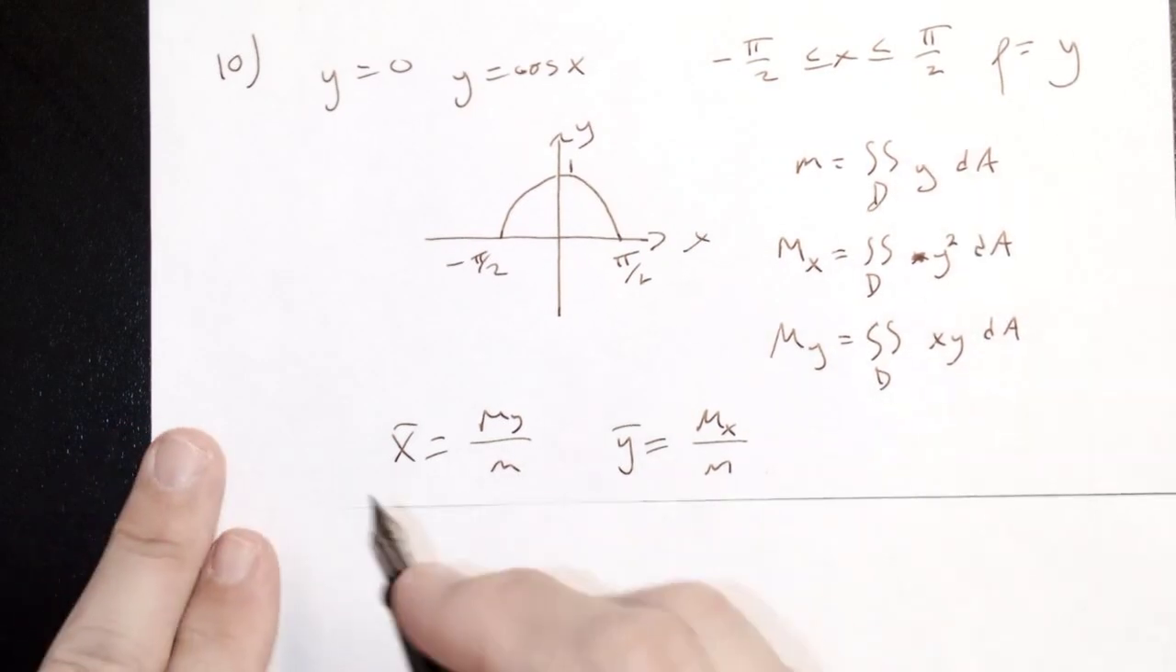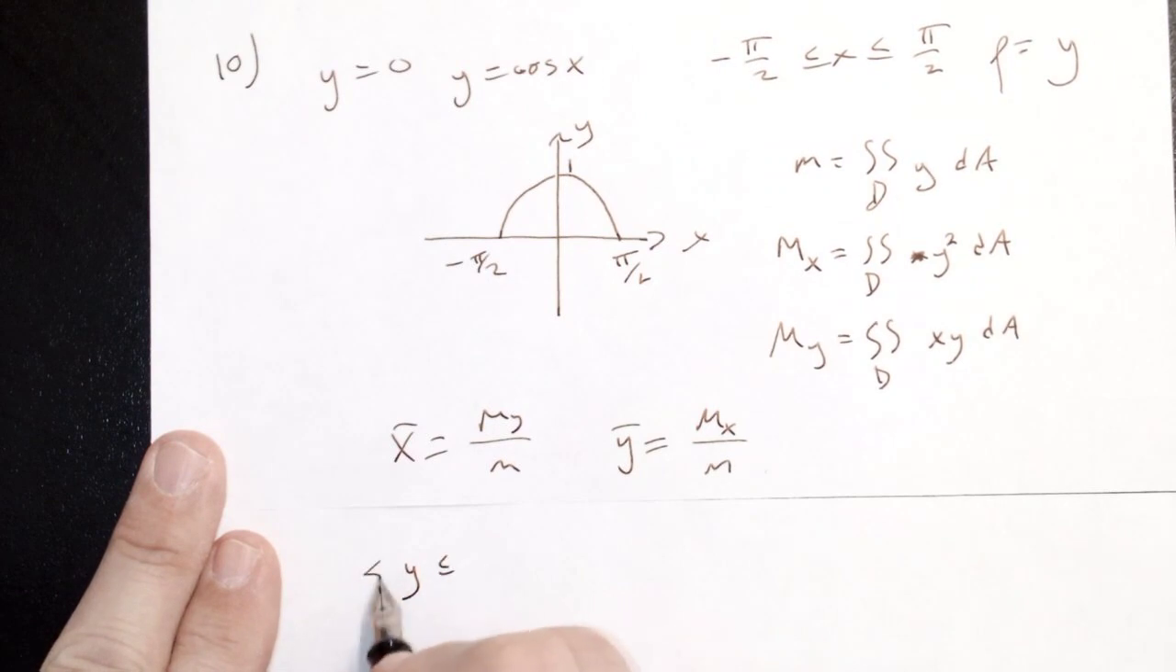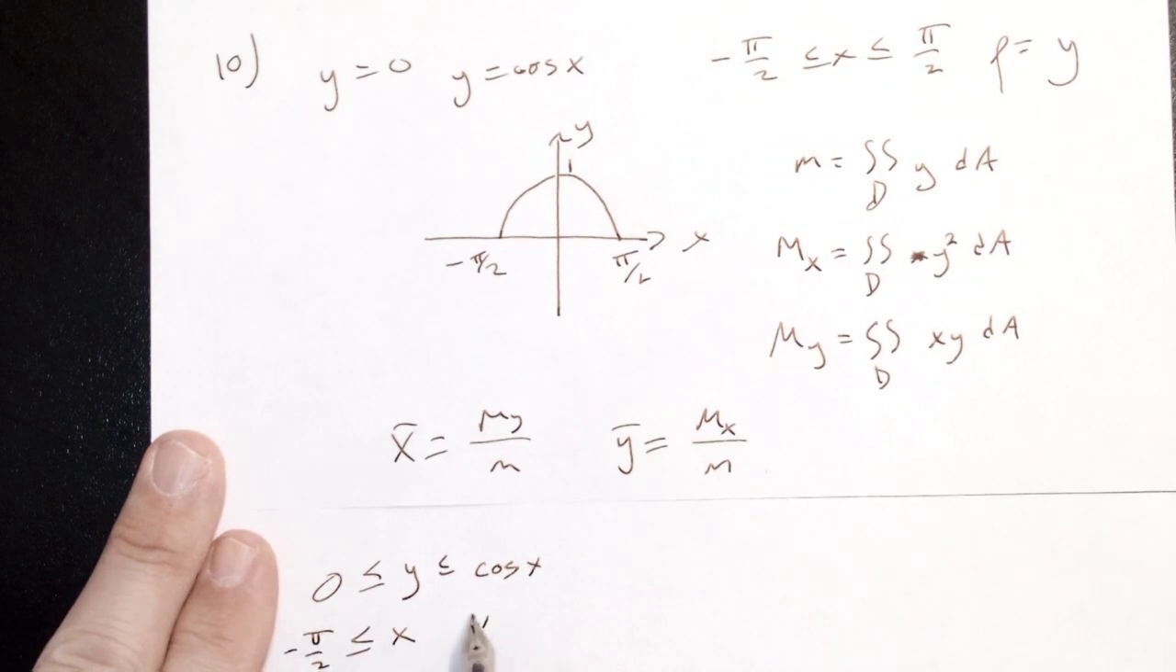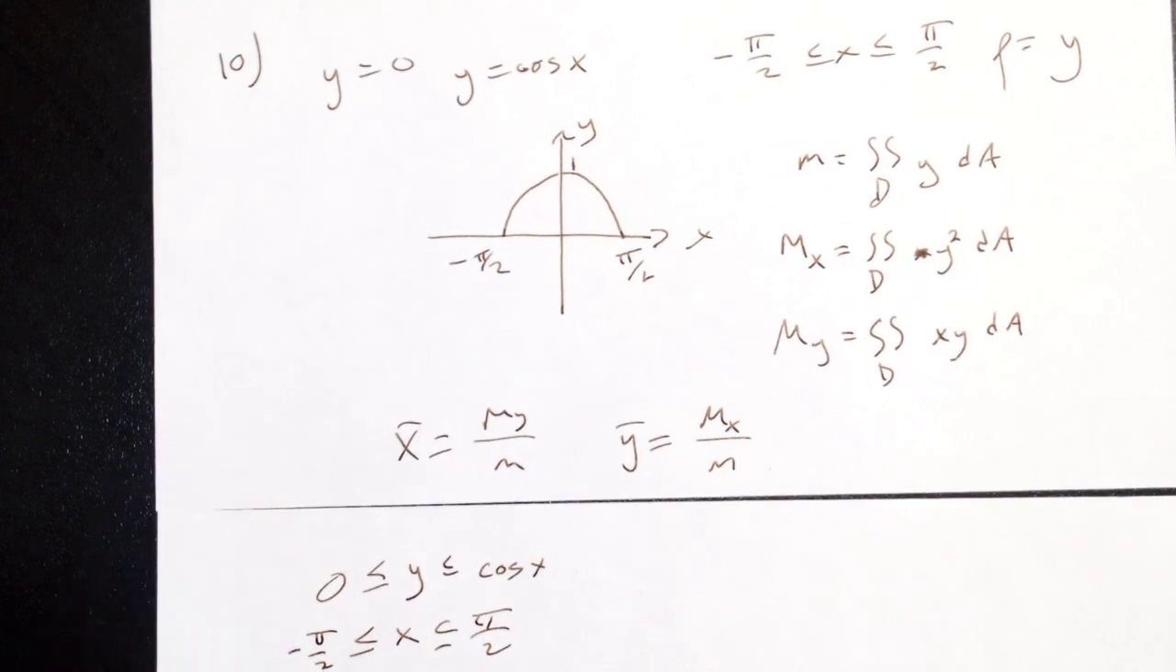So I'm going to write my boundary. Y is between 0 and cosine of x, and x is between minus pi over 2 and pi over 2. There you go. Set up and compute 3 integrals. Compute the ratios, and you found the center of mass. I hope I'm right that x bar is 0. And y should work out to be 0. But I haven't worked it out yet.